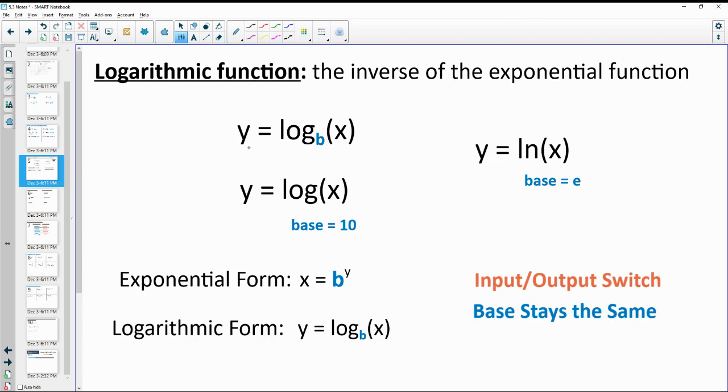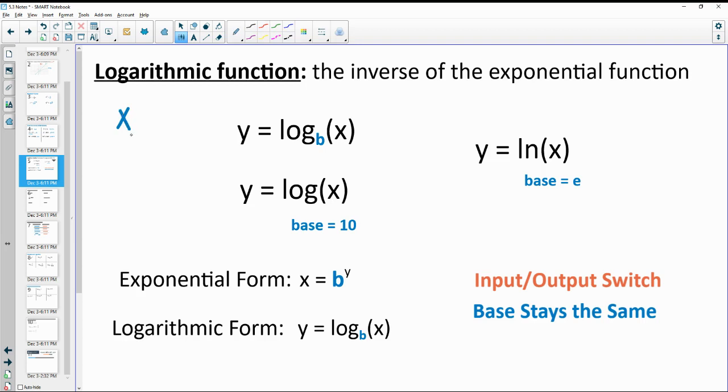So there's a couple different ways we can write logarithms. So one is that we have y equals the log base b. So this is a little subscript down here, and this could be any number. So log base b of x. If we just see it written as log of x, the base here is a 10, so we don't have to write it. So if you just see log of x, the base is automatically 10.